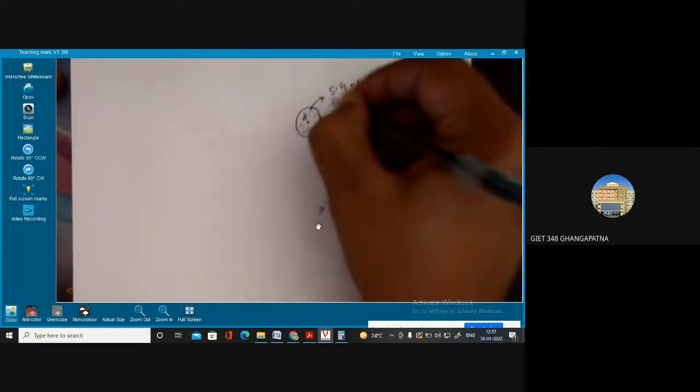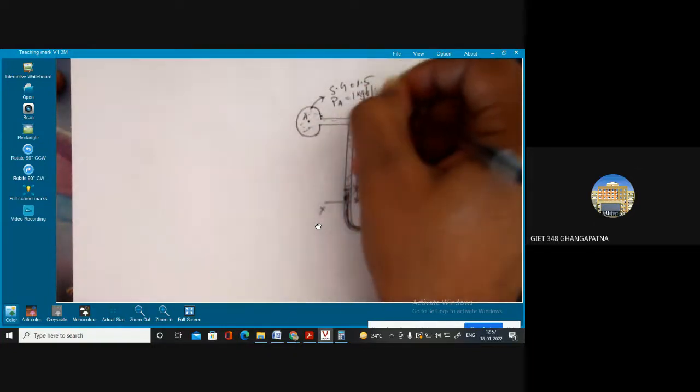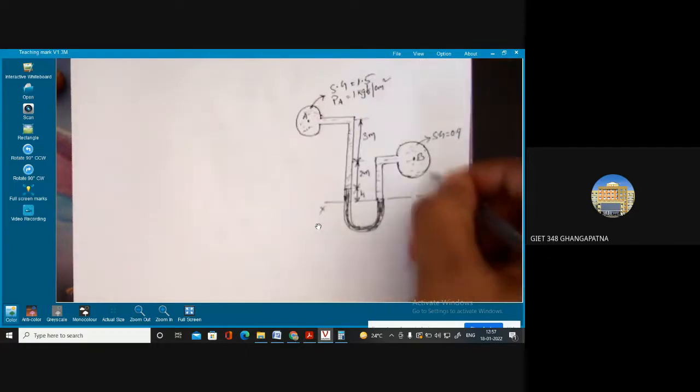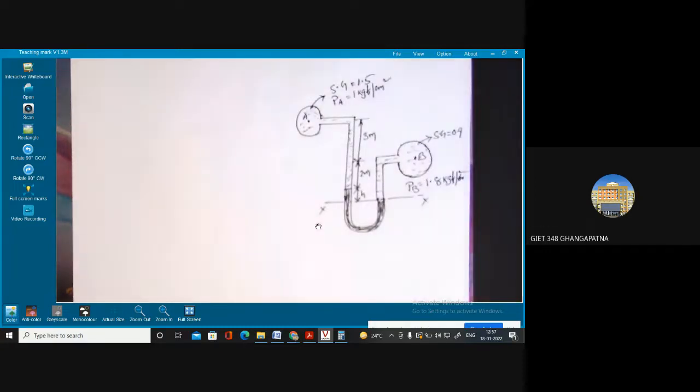Now pressure at A is given as 1 kgf per centimeter square, and pressure at B is also given as 1.8 kgf per centimeter square. Got it? So this is the data that is given to you. Clear? So let us do one by one.